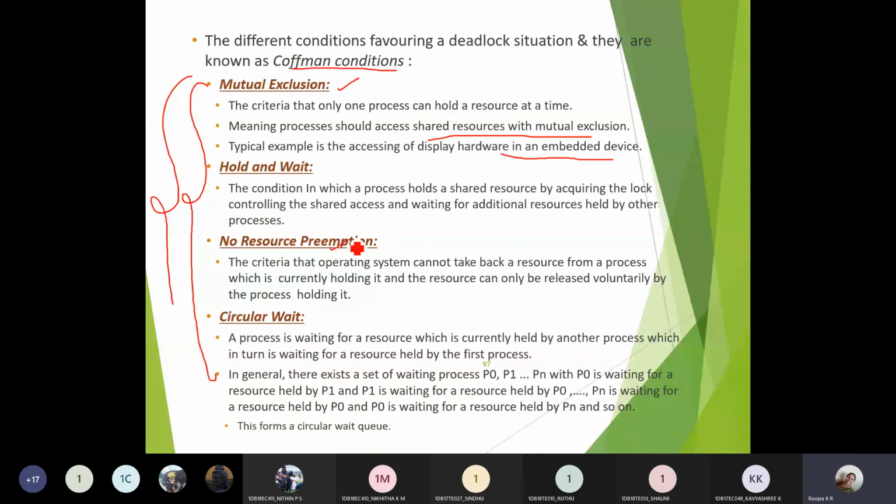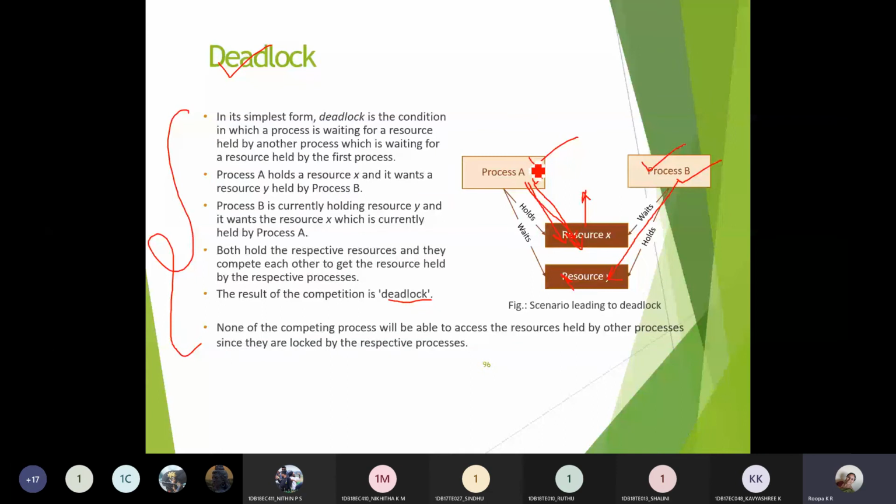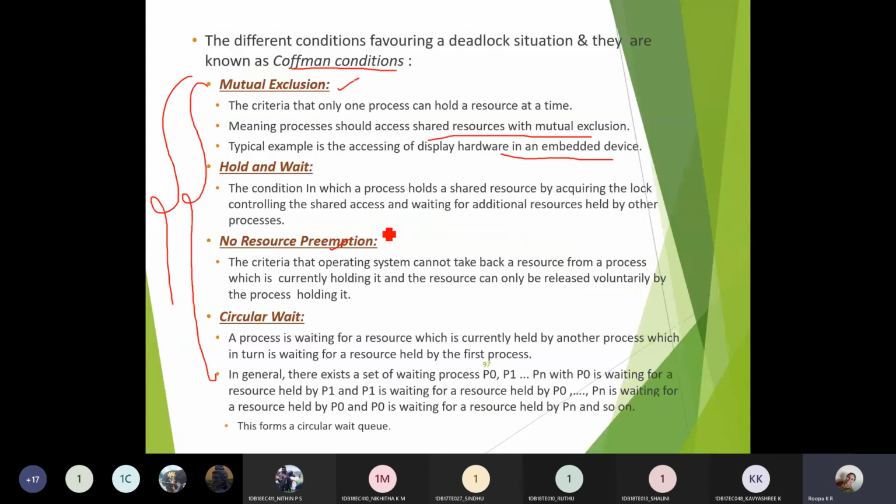No resource preemption: in the same way, process A is not ready to leave this particular resource while it is waiting. This is called no resource preemption. Next, you have the last one, circular wait.